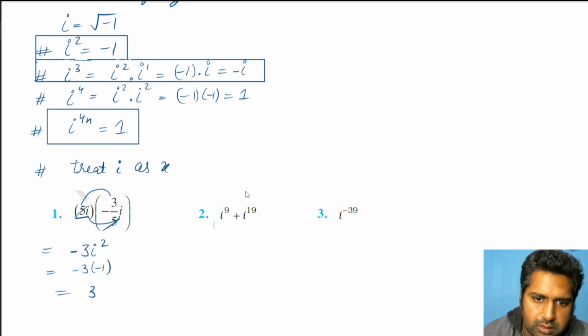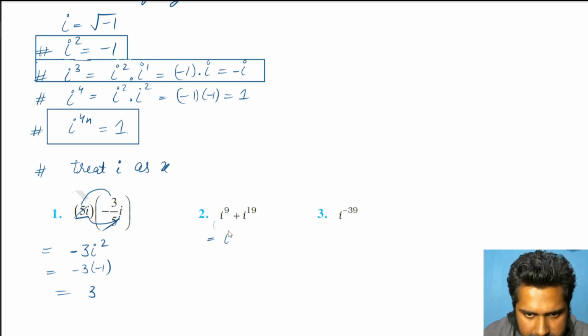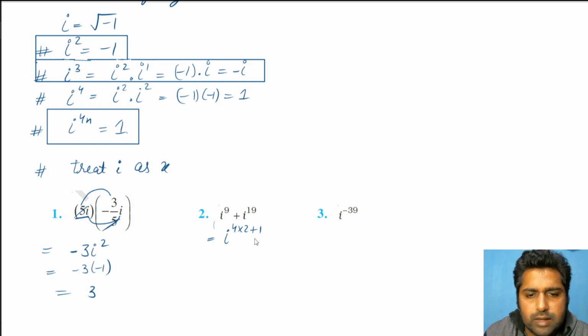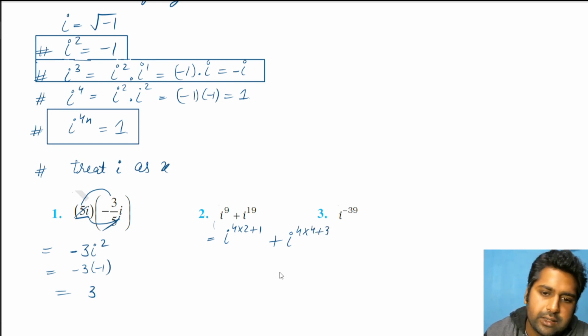What about this then? I raised to power 9. For i raised to power 9, you can write this as i raised to power 4 into 2 plus 1. I can write 9 as 4 into 2, 8 plus 1. Plus i raised to power 19, I can write 4 into 4, 16 plus 3, 19.